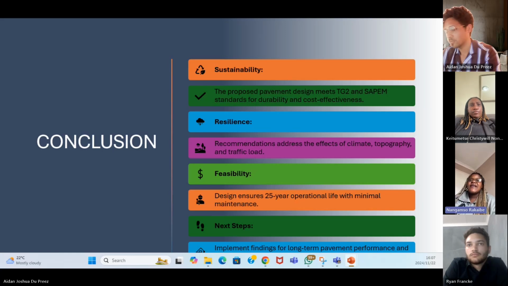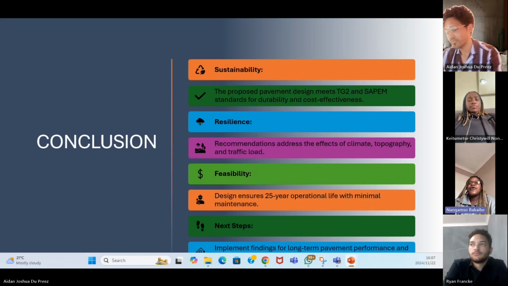The overall design viability of this road is classified as category A. It is suitable for the projected traffic loads and environmental conditions. The design is cost-effective and durable, meeting the requirements of the South African Pavement Engineering Manual and the technical guidelines too. The road is expected to perform reliably over the next 25 years, with minimum maintenance required, aside from the periodic resurfacing of the asphalt layer.